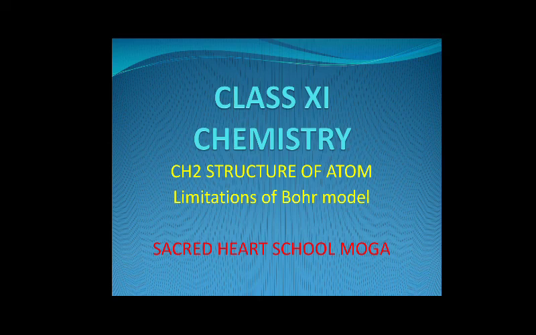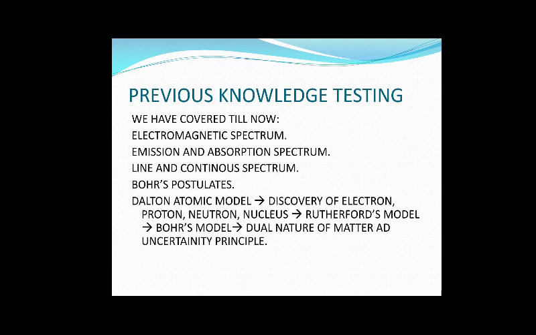We were discussing the structure of an atom, and today our topic is to discuss the limitations of the Bohr model. Before going to the topic, let us revise what we covered till date. We have covered the electromagnetic spectrum, emission and absorption spectrum, line and continuous spectrum, and we had discussed Bohr's postulates also. The Dalton atomic model was the first model, which we already discussed.